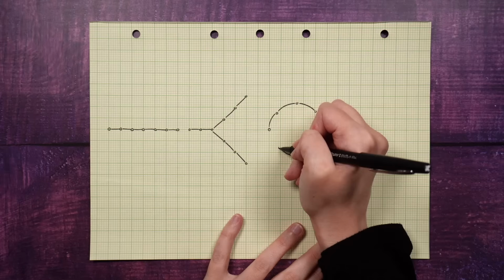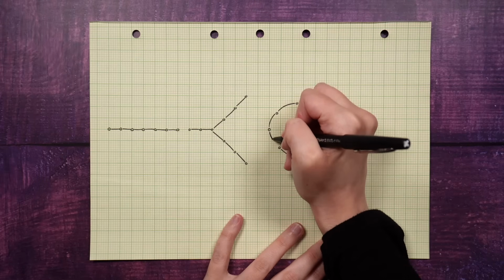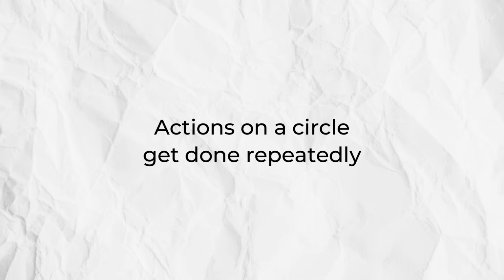The next type of shape that we could find in a goal map, though, are circles. And these are sets of steps that we will tackle sequentially, or one after the other, but we're not just going to do them once. They're going to happen repeatedly.